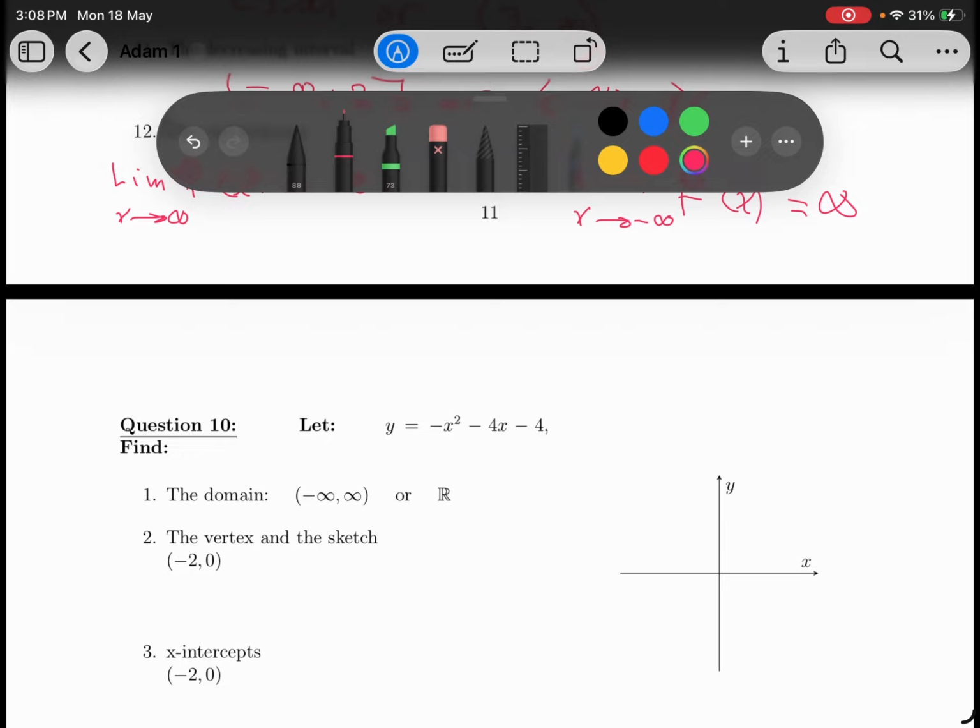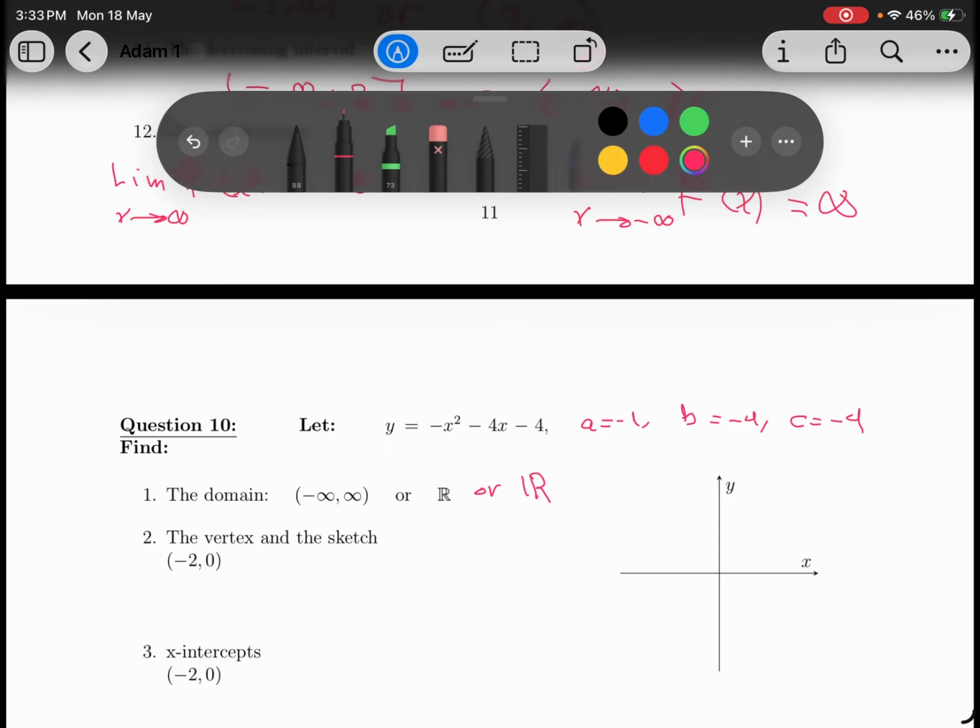Here I have minus x squared minus 4x minus 4, and here, guys, a equals minus 1, b equals minus 4, and c equals minus 4 as well. So the domain here is minus infinity up to infinity. This fancy R or this handmade R all represent the same thing, the set of all real numbers.